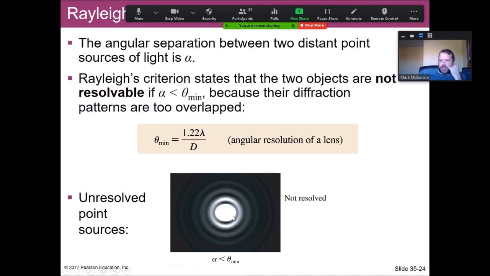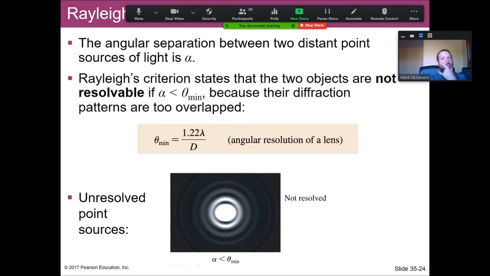This is very common in astronomy because more than half of the stars in our galaxy are members of binary star systems. Those are two point sources. And guess what? They're pretty close together compared to how far away stars can be.